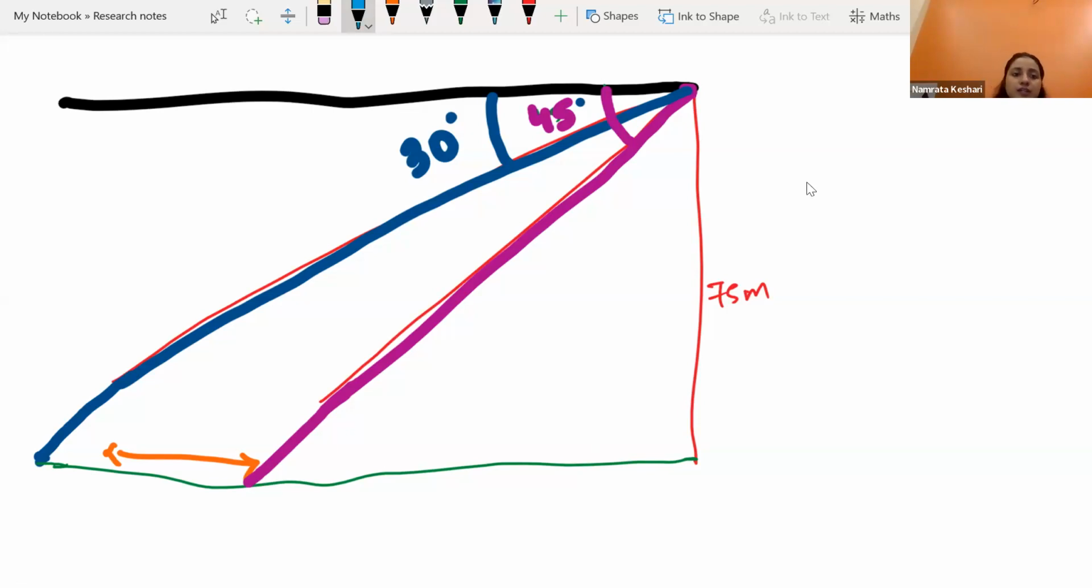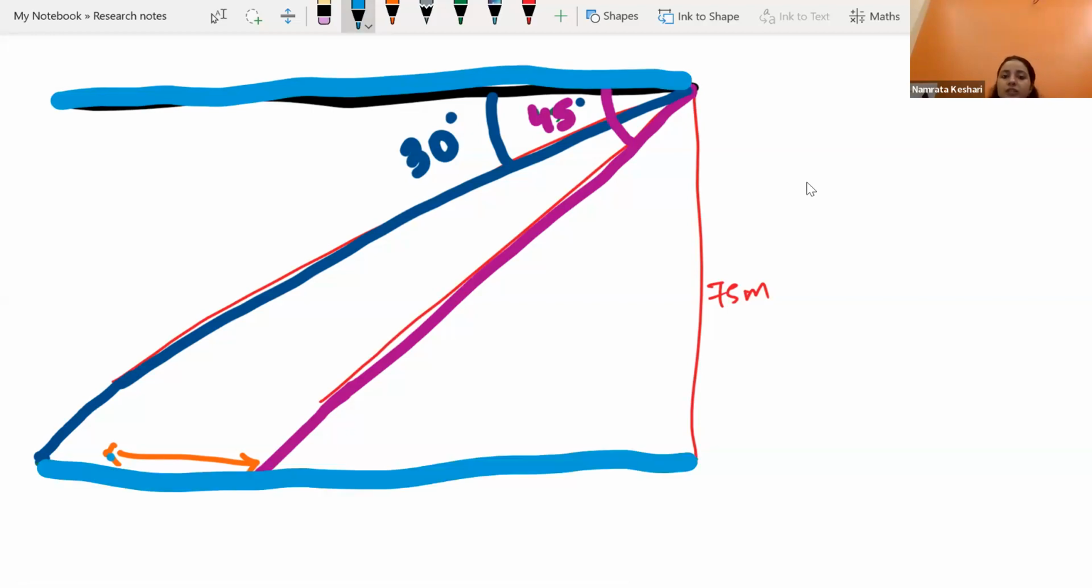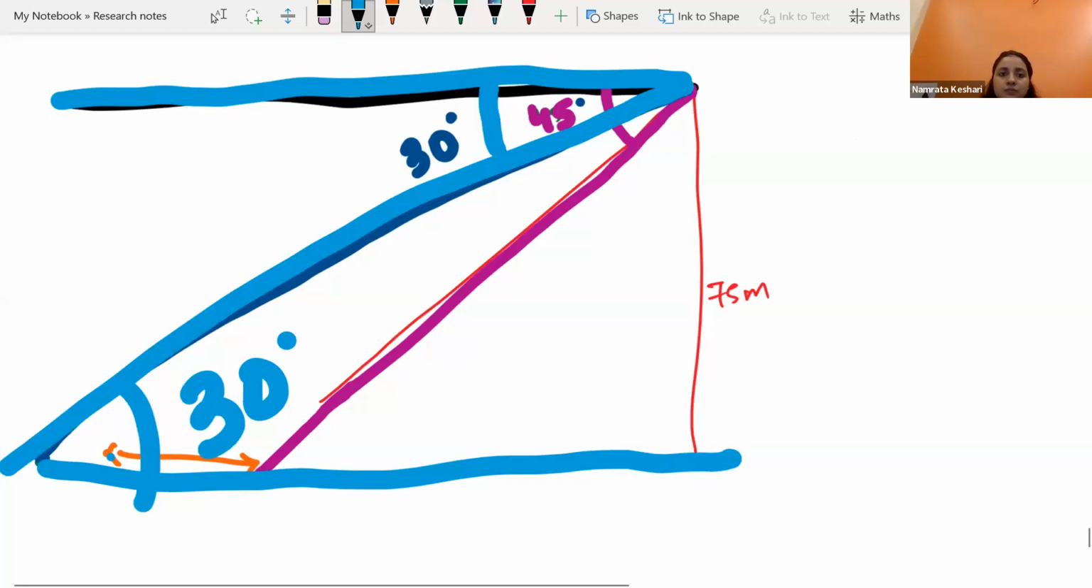Can you see there is a line? There is another line. These two are parallel with each other. And this one is the transversal. Then if this is 30 degree, can we say this much will be 30 degree? Yes or no? Yes, ma'am.